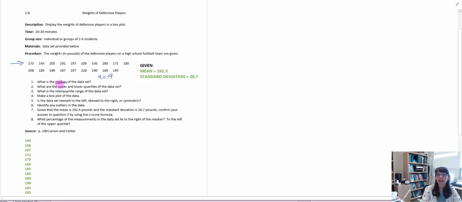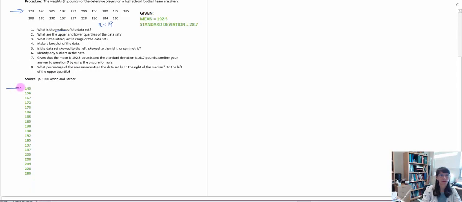The median of the data represents the middle weight. In order to find the middle weight, we'll need to place these weights in order either from smallest to largest or the largest to the smallest. So here I have rewritten all of the weights of the defensive players from the smallest to the largest weight.